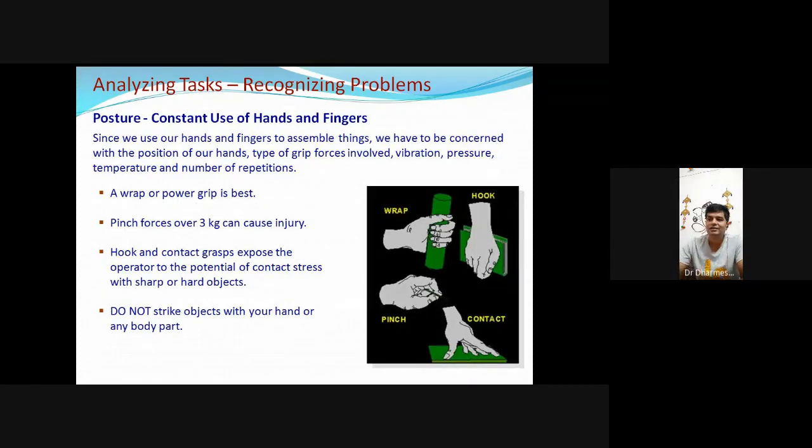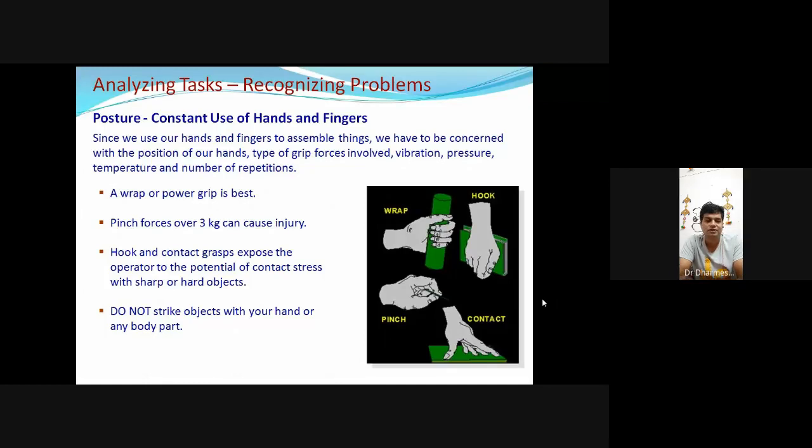As I told you, there are different holding methods, like the total supported power grip, then hook grip, then pinch grip, and contact grip. First of all, consider the posture and the constant use of hand and finger. Since we use our hands and fingers, we have to consider the position of our hands, type of grip, force involved, vibration, pressure, temperature, and the number of repetitions.